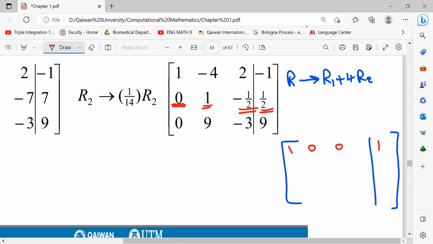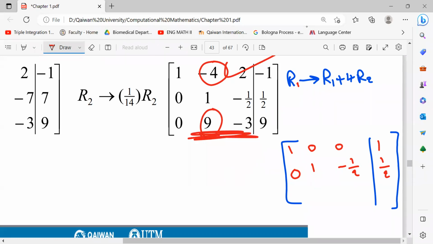Then how about row 2? Have you done any change in row 2? No. It's still the same. We don't make any change in row 2 because the leading term is in row 2. So row 2 is the same, 0, 1, minus a half, and a half. Then how about row 3? As I said, we changed these two to 0. We did it, but we need to do this also.